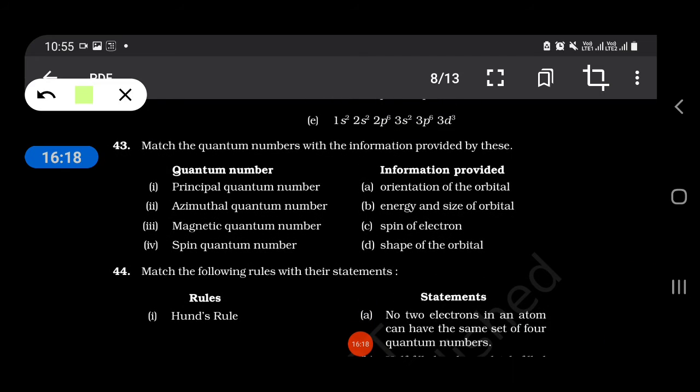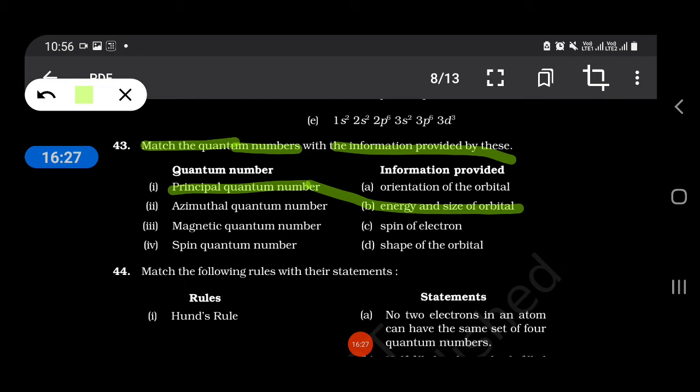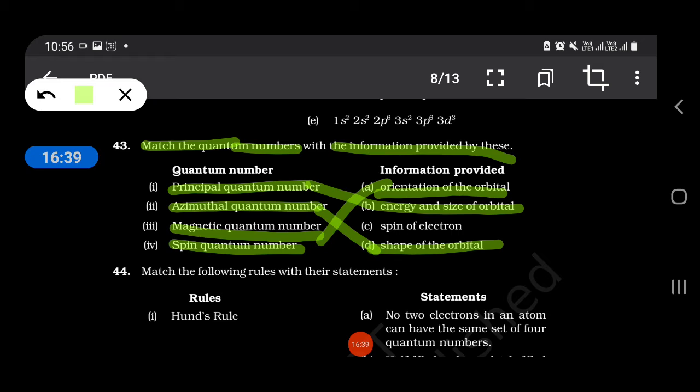Now the next question: match the quantum numbers with the information provided by them. Principal quantum number defines energy and size of orbitals. Azimuthal quantum number defines the shape of the orbital. Magnetic quantum number defines the orientation of the orbital, and spin quantum number defines the spin of the electron. This is the most important question. Principal quantum number defines energy and size of the orbital. Azimuthal quantum number defines shape of the orbital. Magnetic quantum number defines orientation of the orbital, and spin quantum number defines spin of the electrons.